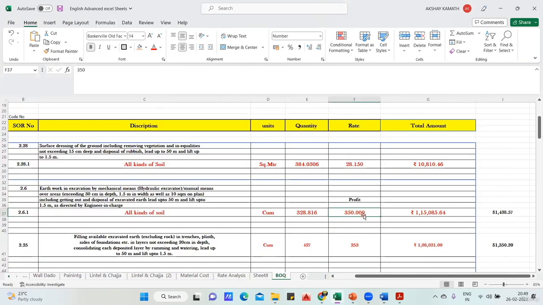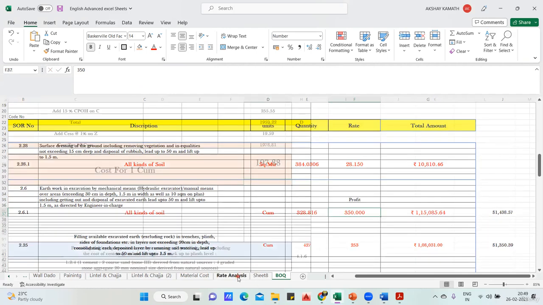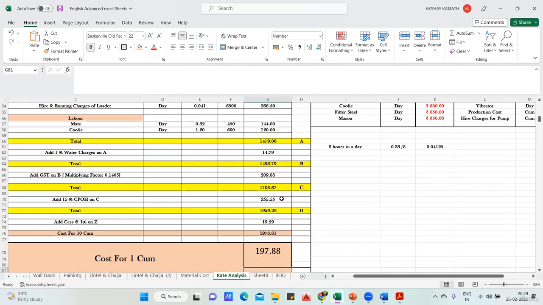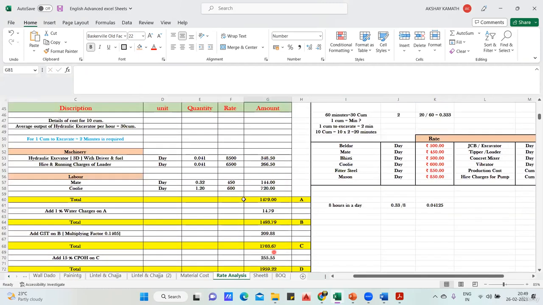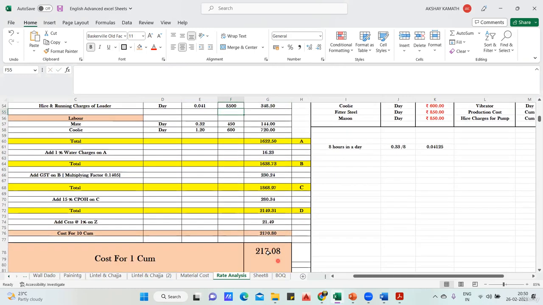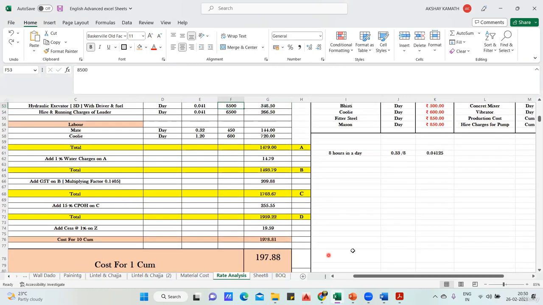Here I have put 350 because it is a different project. That is why I always told you, you cannot take the same rate. This 197 I got, but maybe in someone's place, instead of 8500, the excavator may charge 10,000 rupees. Let us say the loader will charge 8,500 rupees, and the laborers may charge something else. In that case, see, it has come up to 217 now. So that is how the rate analysis will be done. We will never get the same rate in any project, very simple, unless the project is similar.